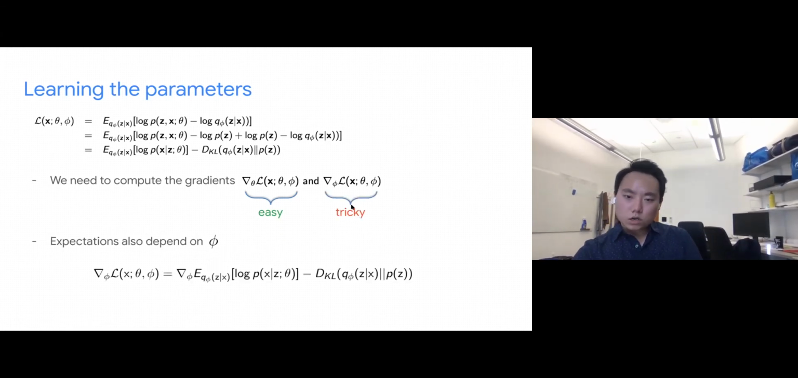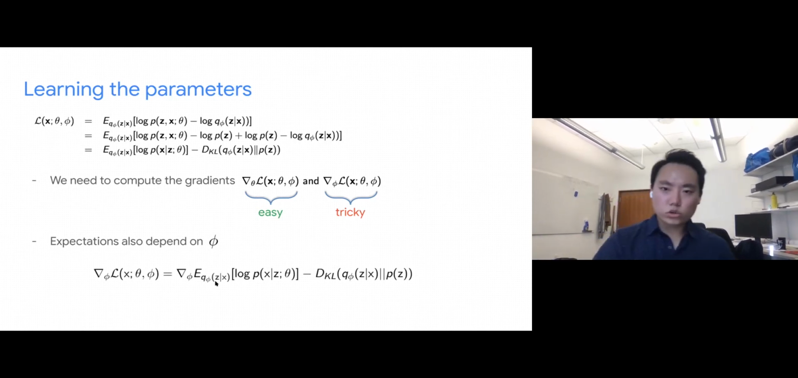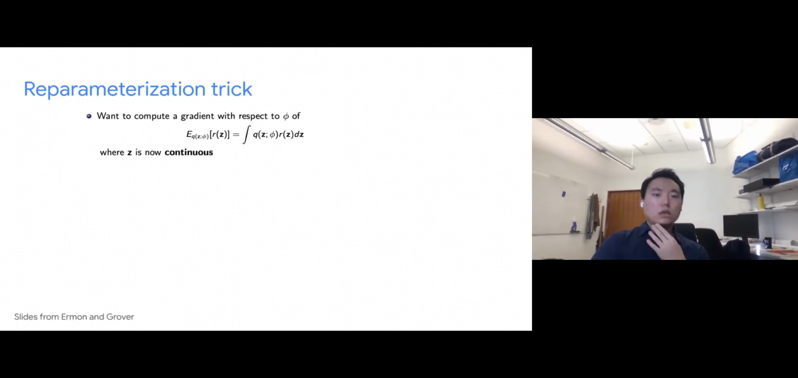The difficult part comes here, where you want to take expectations with respect to phi. What happens here is that we know this evidence lower bound contains expectations with respect to phi. So you can no longer push the gradient with respect to phi through the expectation and take samples from it, just because this expectation also depends on phi. So what are we going to do here? We're going to use this thing called the reparameterization trick, which is a very common trick.